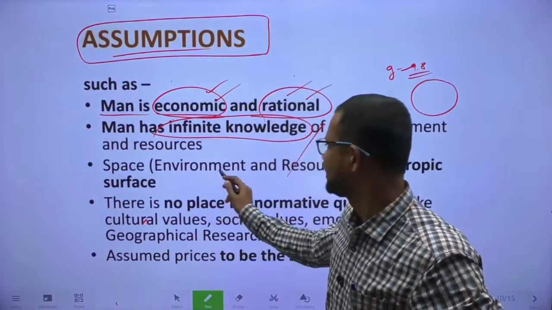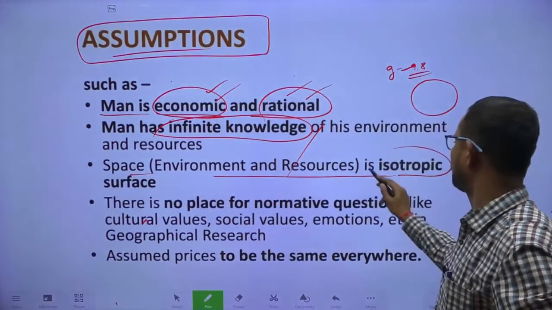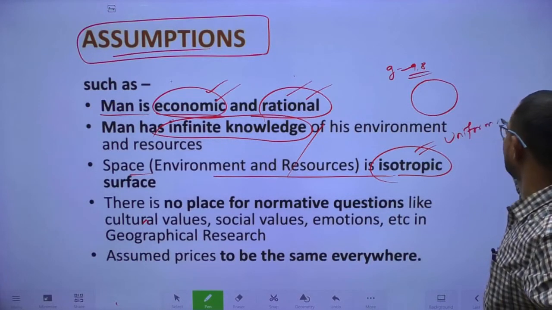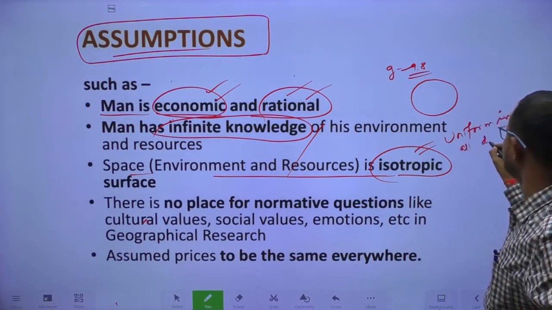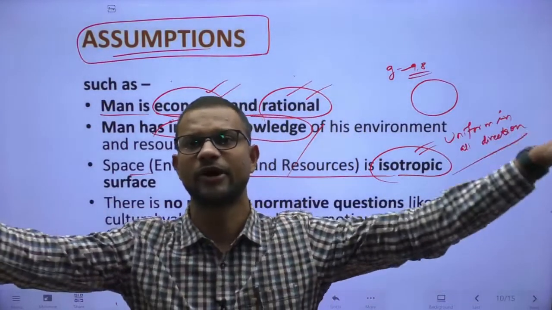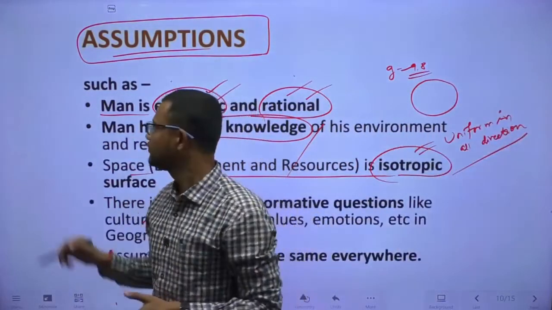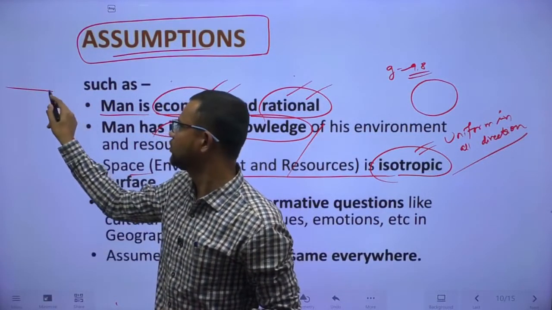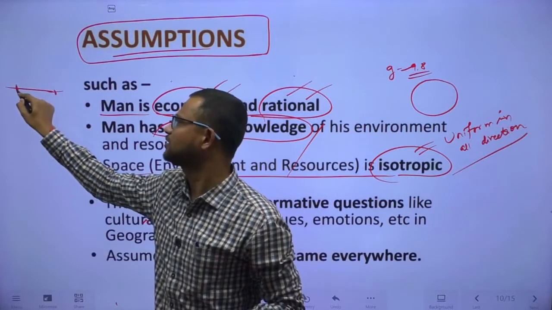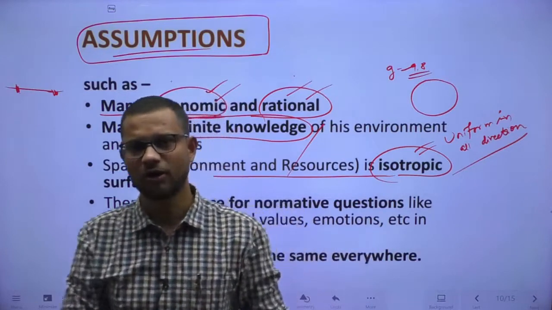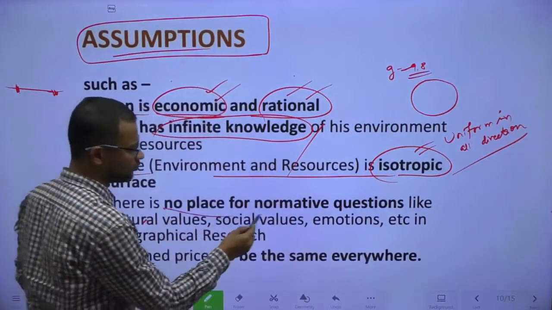Then, space or environment is isotropic. Isotropic means it is uniform in all directions. That means we are avoiding all irregularities on the Earth's surface. We consider the Earth's surface as a plane, so the same conditions and factors operate everywhere with the same intensity. That is the nature we will be discussing. So, an isotropic surface.